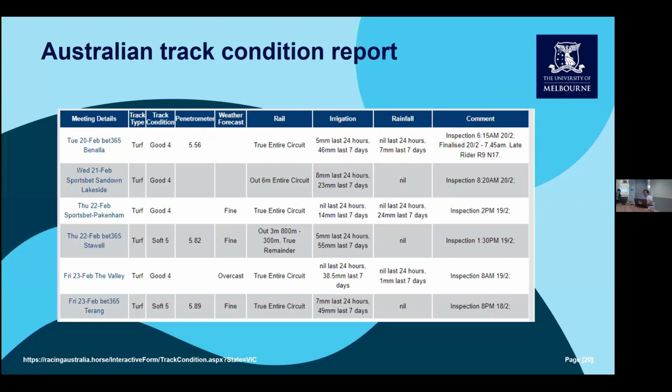So some of this will be a bit dry because I'll go into just the last few slides, our deadlines and how much information we're actually collecting. The information that's going out publicly is just on the track type, track condition. You can see the gaps there in penetrometer reading. We get the weather forecast, rail position and irrigation and rainfall in the last 24 hours and last week.